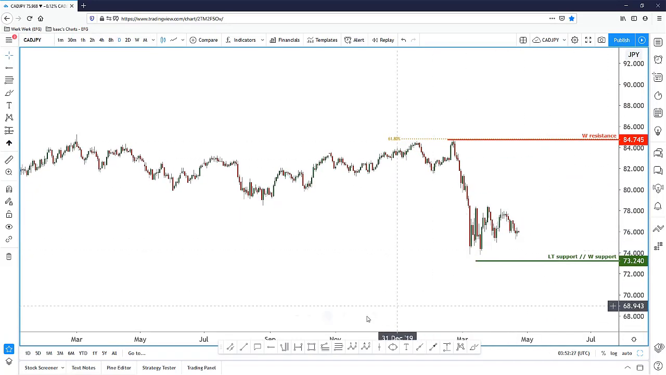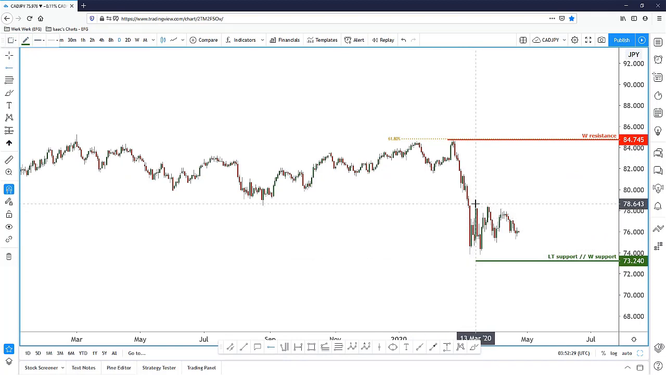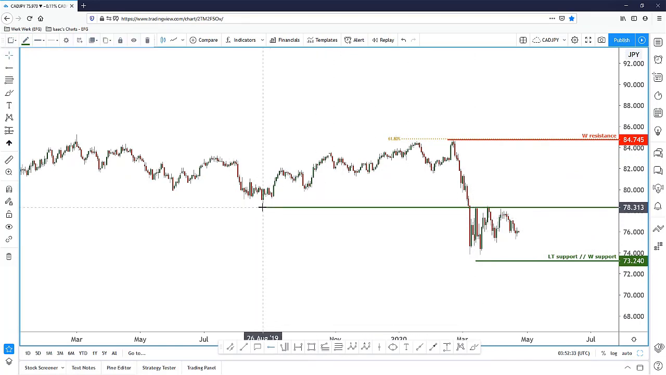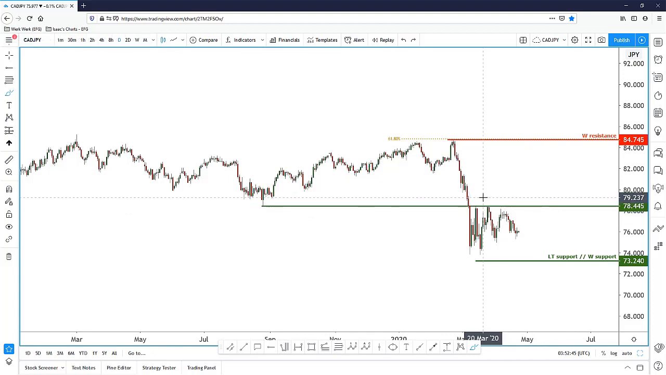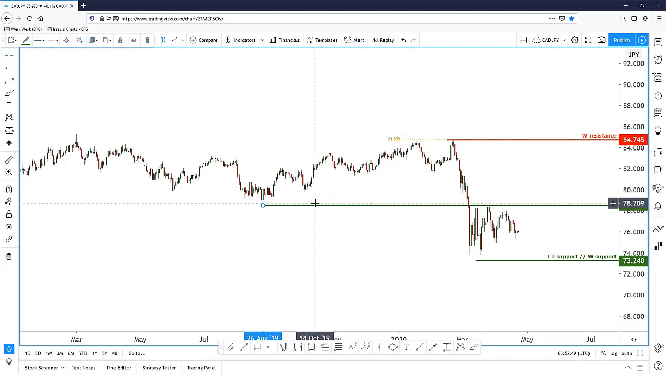Now, graphically, we see that there's a resistance at this level here. If I were to extend it all the way back, you can see that price tested and reacted above. Then when it broke below, it tested once, tested twice, and came close a third time. So this is a strong support turned resistance. Graphically, we can use this as our daily resistance.